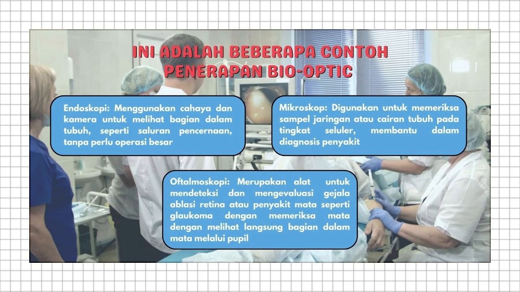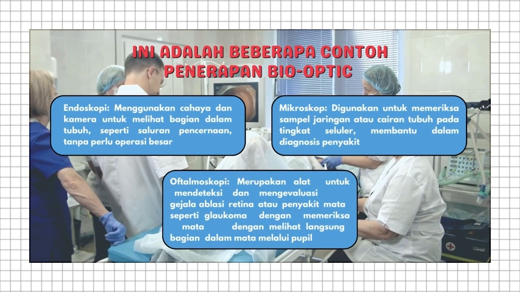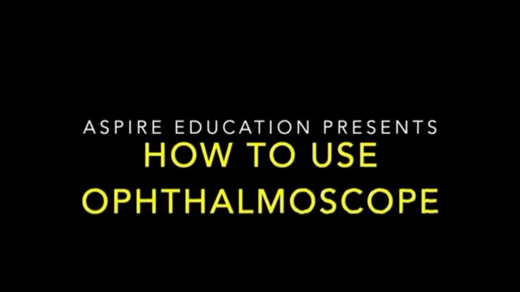Tiga ada oftalmoskopi, yaitu merupakan alat untuk mendeteksi dan mengevaluasi gejala ablasi retina atau penyakit mata seperti glaukoma dengan memeriksa mata dengan melihat langsung bagian dalam mata melalui pupil. Berikut akan saya tunjukkan penggunaan alat oftalmoskopi pada biooptik.